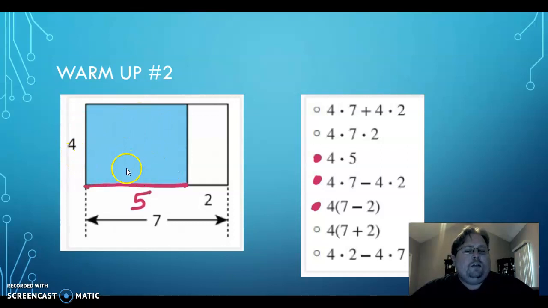We could also do, much like in our previous example, 4 times (7 minus 2). So that means we're going to do 7 minus 2 first to give us 5, because we're following our order of operations, and then multiplying it by 4. So essentially, just like in our previous example, this is the same as this one because we're doing 7 minus 2 first and then multiplying it by 4. So 7 minus 2 is 5, 4 times 5, and we have the same thing here.